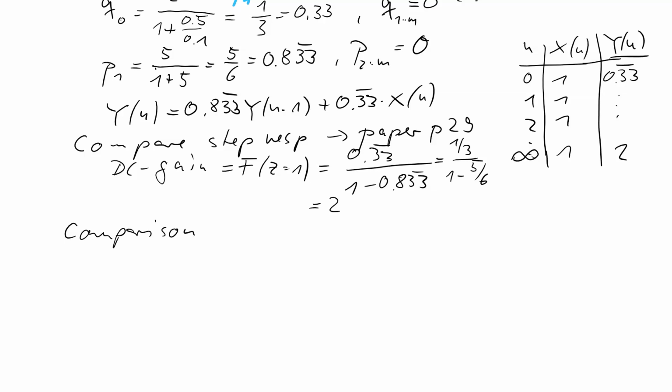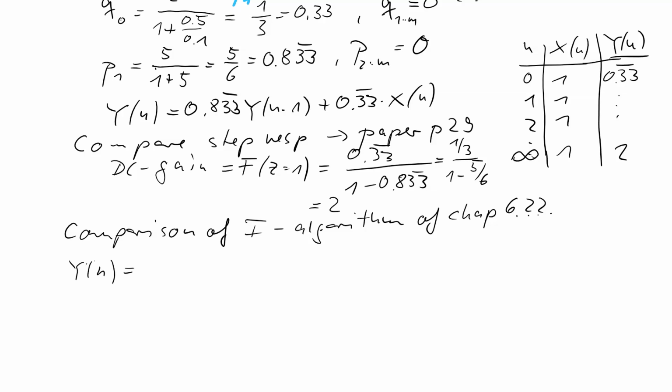Comparison of I algorithm of chapter 6.2.2. There we have yn was yn minus 1 plus x of n times ki sampling time. The P1 is 1 and this is Q0.